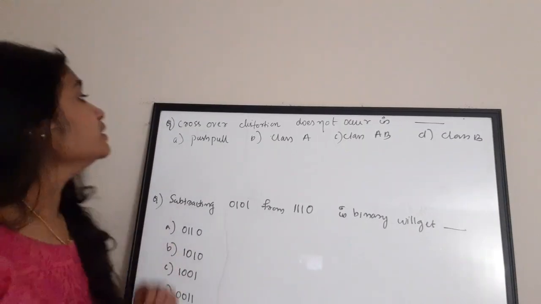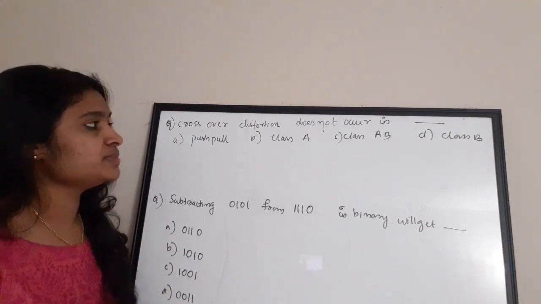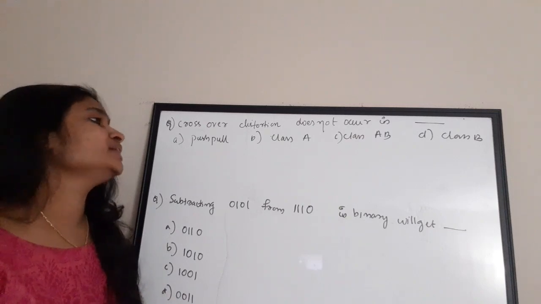This is the first question. Crossover distortion does not occur in dash. Option A, push-pull. Option B, class A. Option C, class AB. Option D, class B.